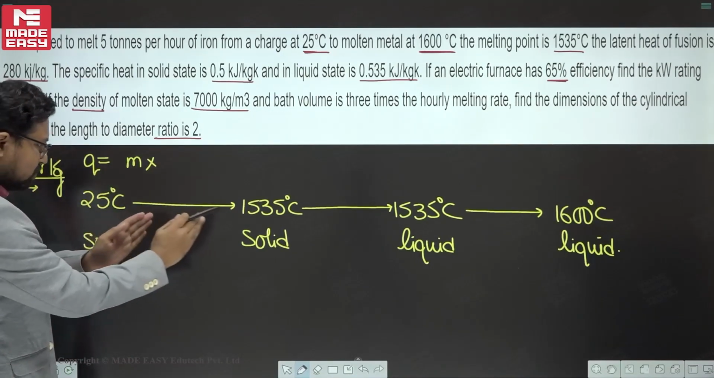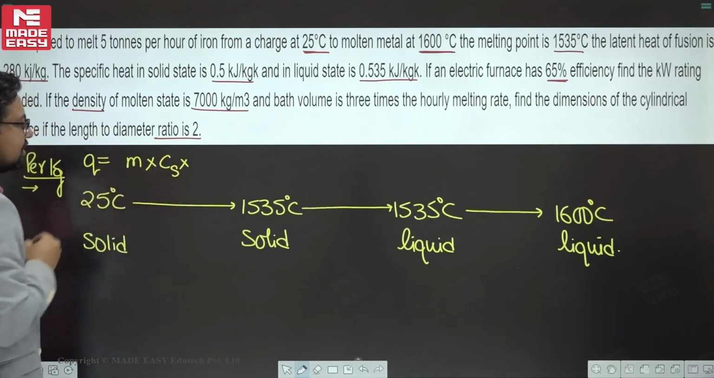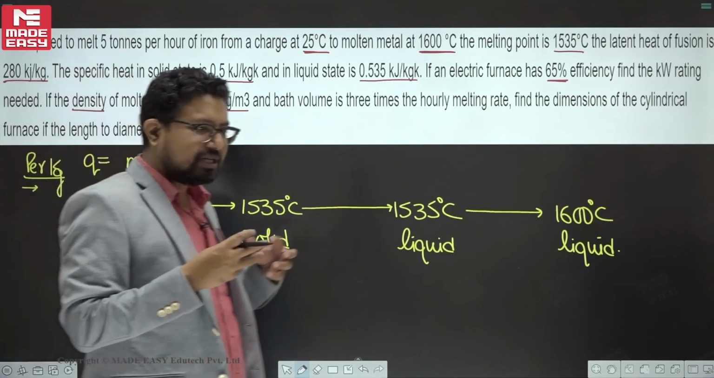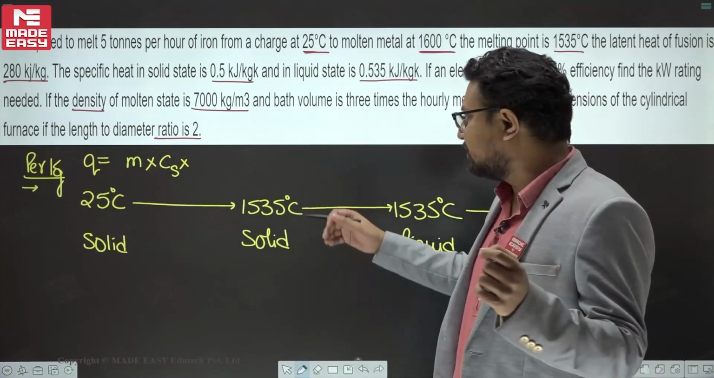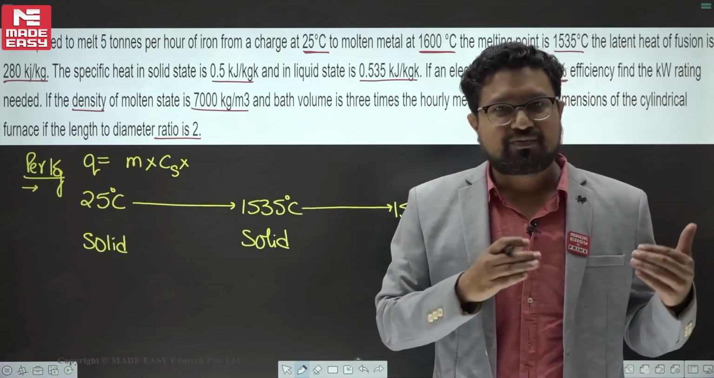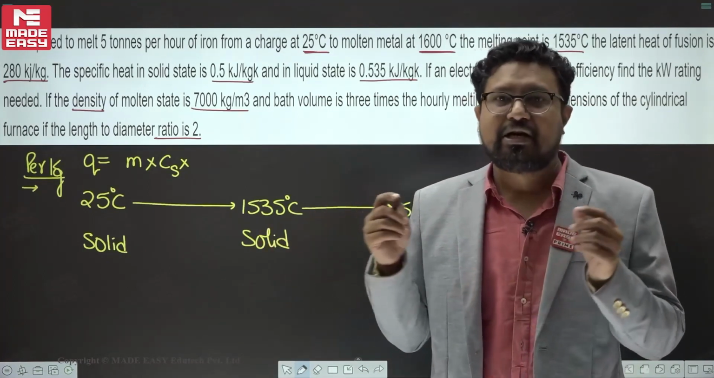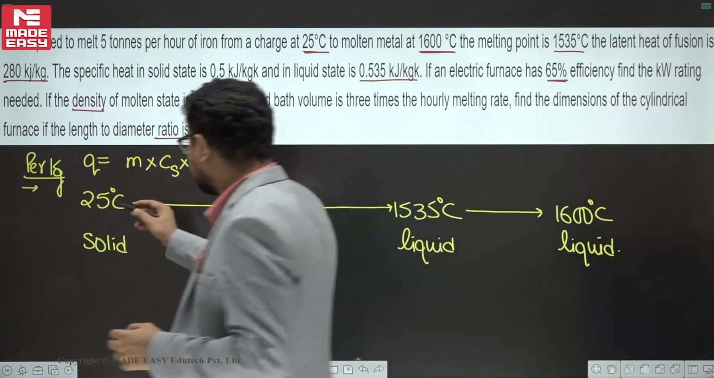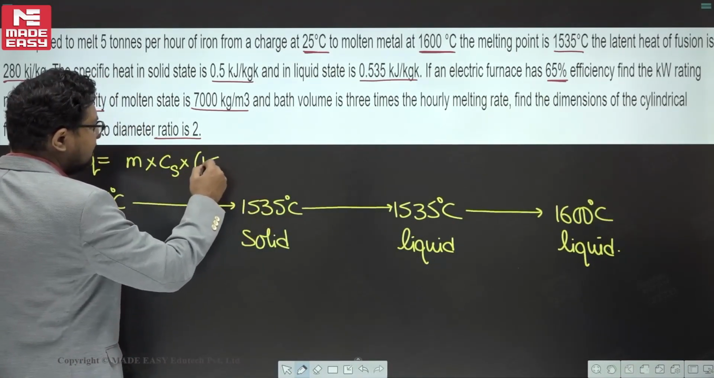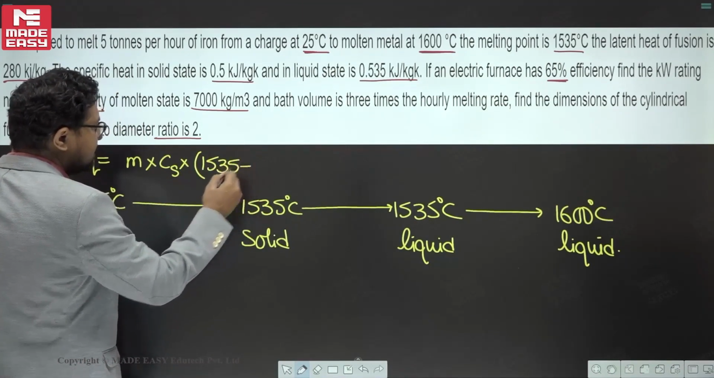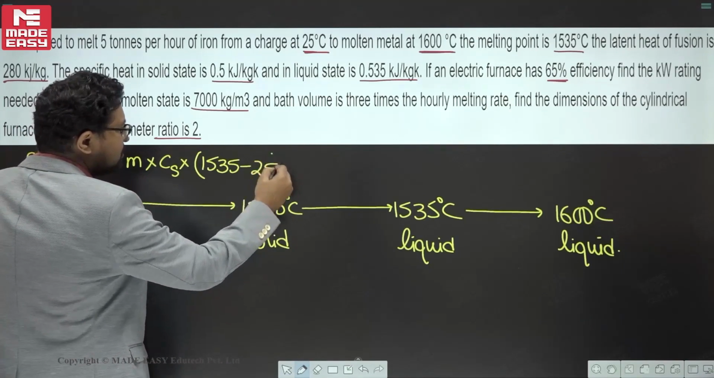Specific heat, solid to solid. So specific heat in the solid state into temperature change. Now see, the temperature is 1535 when the melting will begin, and the initial temperature is 25 degrees Celsius. So from 25 to 1535, the temperature will increase. Final temperature is this, initial temperature is this. So we can write the temperature change as 1535 minus the initial temperature, 25. So it will be this.